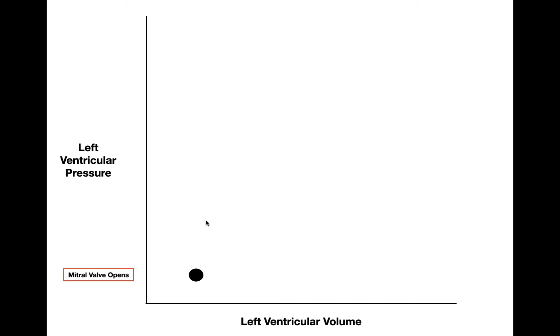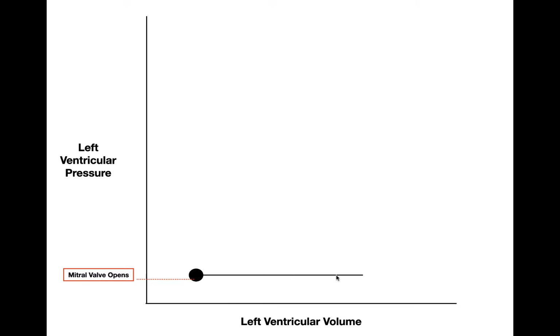So we start off with this point right here. At this point, the mitral valve is open. Remember, the mitral valve is the valve that separates the left atria from the left ventricle. And when the mitral valve is open, blood flows from the left atria into the left ventricle. So as a result, the volume inside the left ventricle will increase with very little increase in pressure.